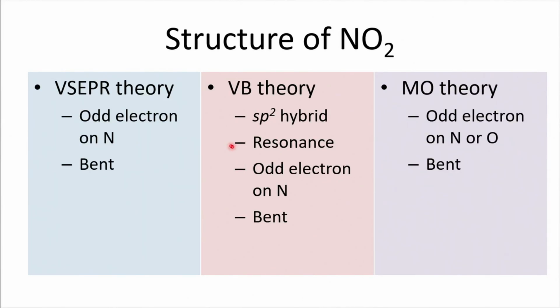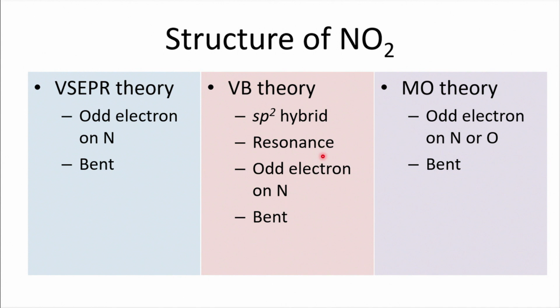We will see the bonding of the NO2 molecule. This is a very special case. We have actually seen about the VB theory and the VSEPR theory. From the VSEPR theory, there is an odd electron on the nitrogen and the structure is bent, which we have seen earlier. And from the VB theory, what we say is it has sp2 type hybridization.